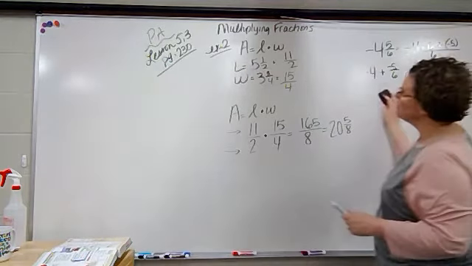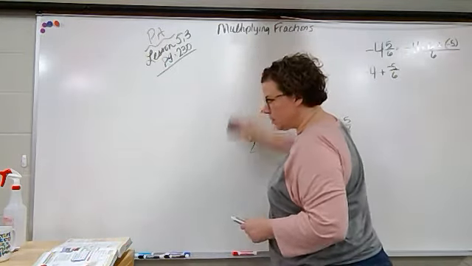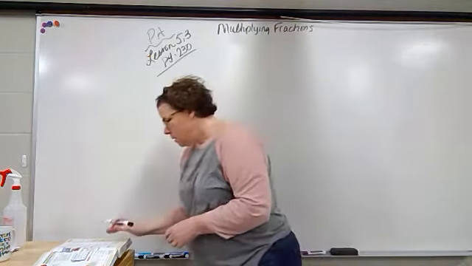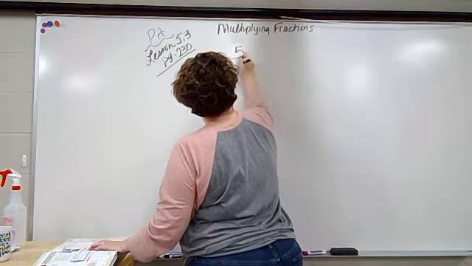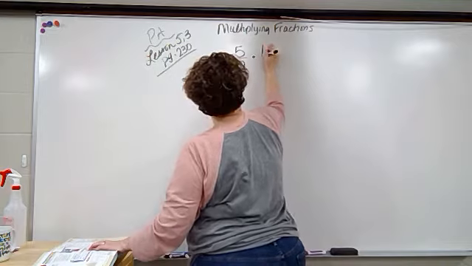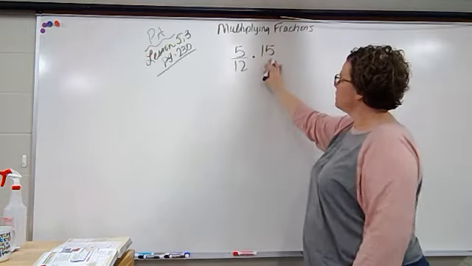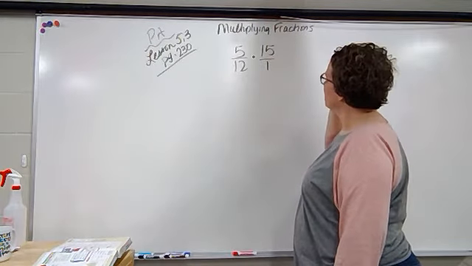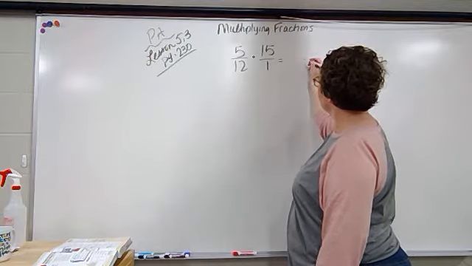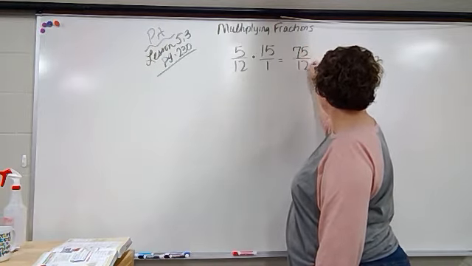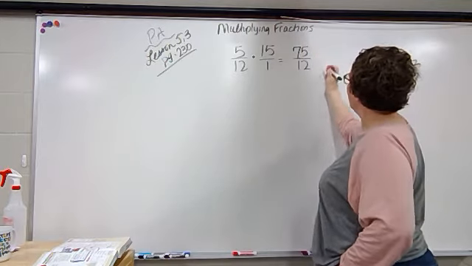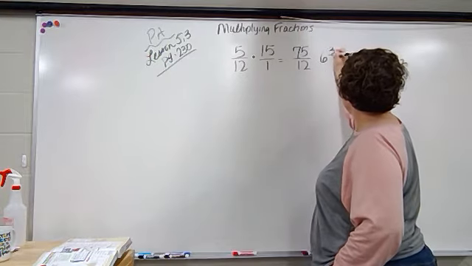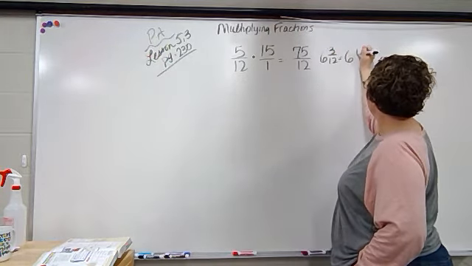Very, very important. So that was example 2. Let me work a few more. Let's see, 5/12 times 15. How do I write this as a fraction? I can just put it over 1. I can multiply straight across and I get 75 over 12. I know that 12 goes into 75 6 times. 6 with 3/12 left over, which is 6 1/4.